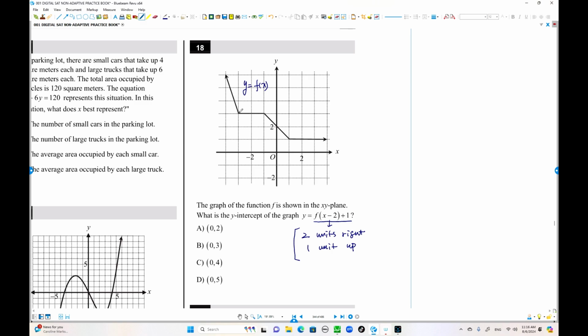Now you move this one 2 units right, 1 unit up. This is a new point. What is this one? 2 units right, 1 unit up. Yeah. What is this point? 2 units right, 1 unit up. You can make the line, and the lines are parallel, right? That is the new graph. But this time, where is the y-intercept? This point is the y-intercept. So 0 and 4 is the answer, using construction.